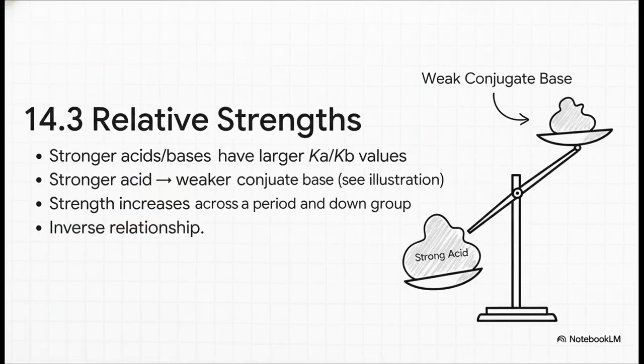Next, 14.3 teaches us how to compare the strengths of different acids and bases. It's all about those ionization constants, Ka and Kb, and some trends on the periodic table. But the big takeaway, the one you absolutely have to remember, is that inverse relationship. The stronger the acid, the weaker its conjugate base, and vice versa.